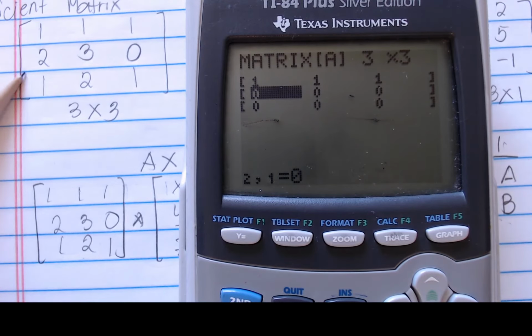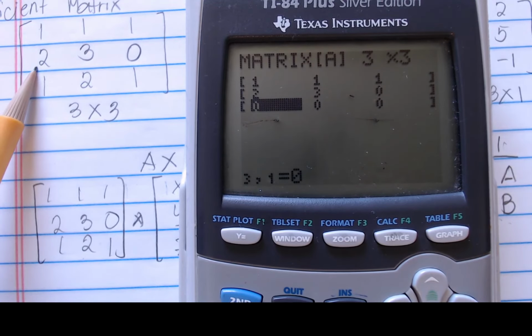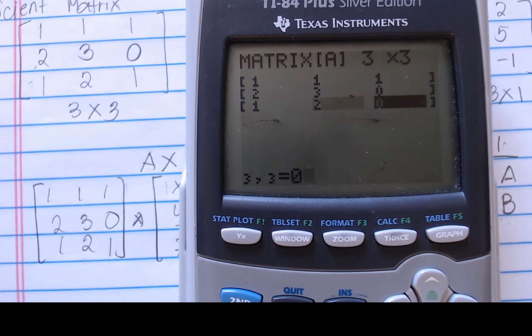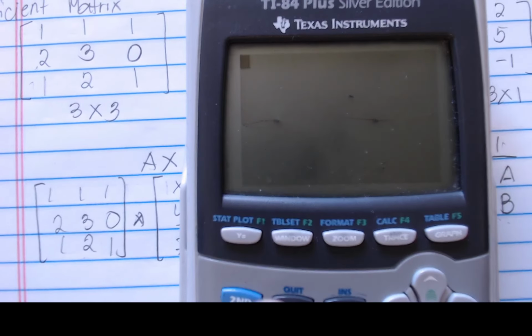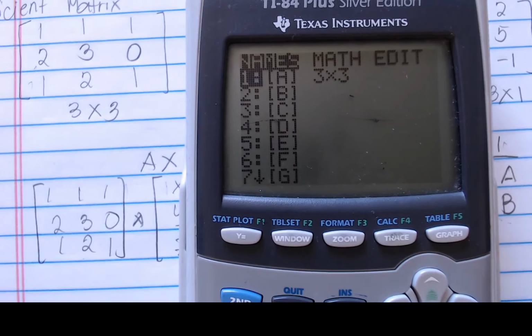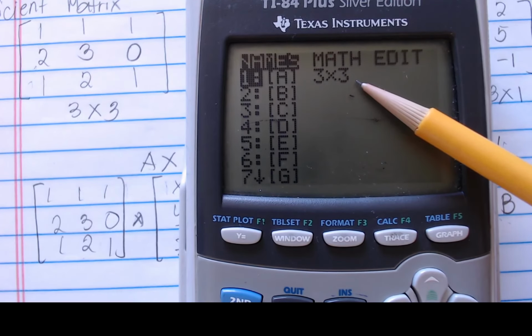Second row, 2 enter, 3 enter, 0 enter. So that's row 2, and then row 3, 1 enter, 2 enter, 1 enter. So that is your matrix A. Let's check if we have that. So get out and then check, or we have matrix A.